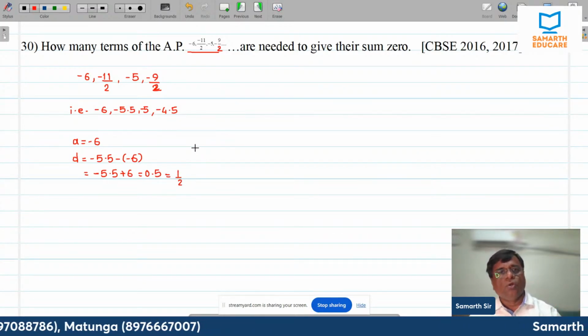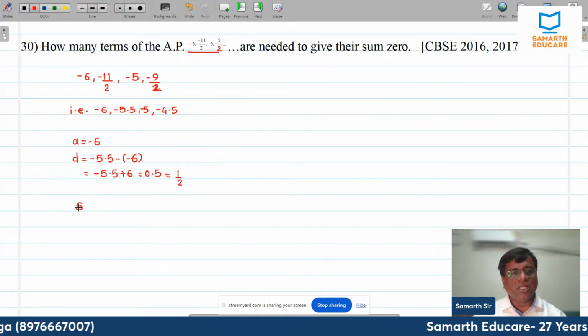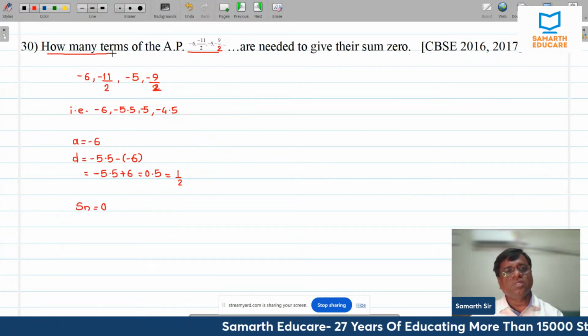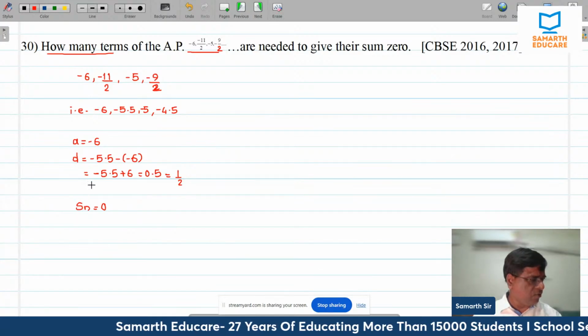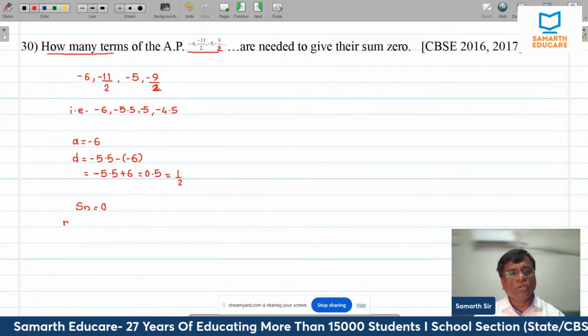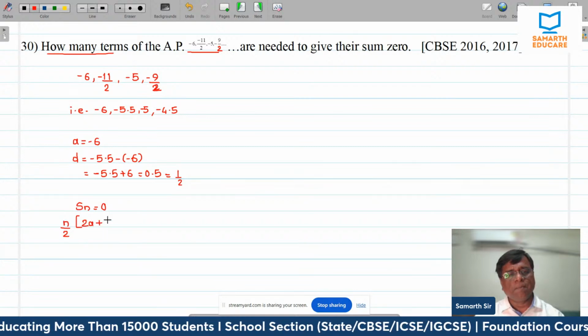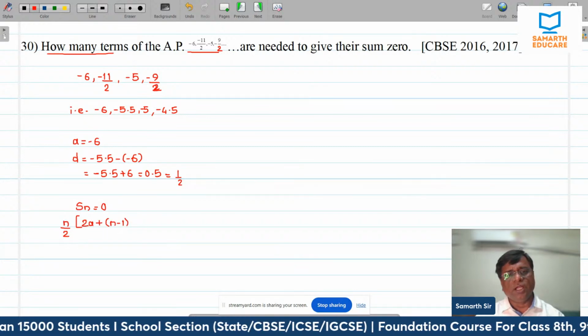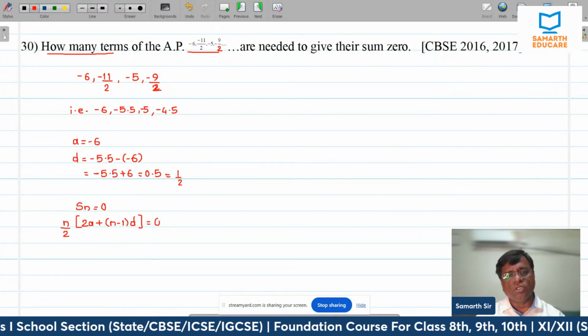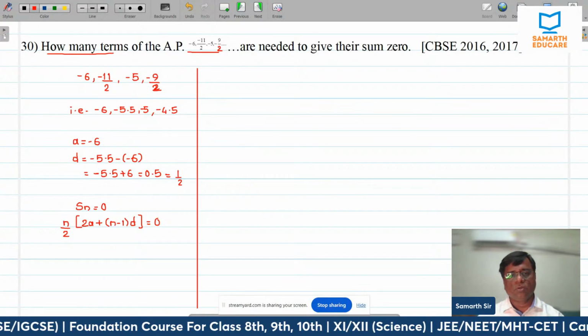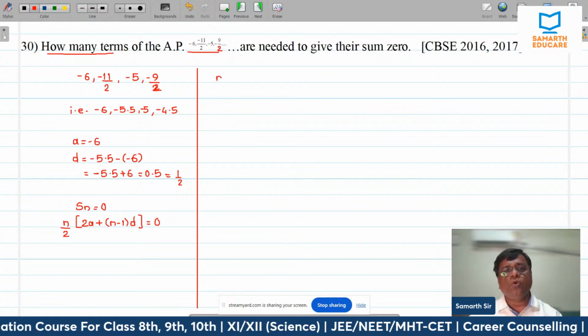Now, he says that Sn is 0. So how many terms are required? That means we need to find the value of n. So the formula is n by 2 into 2a plus n minus 1 into d is equal to 0. Let me write it over here. So n by 2.